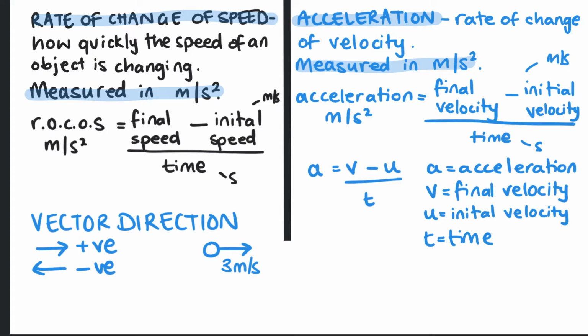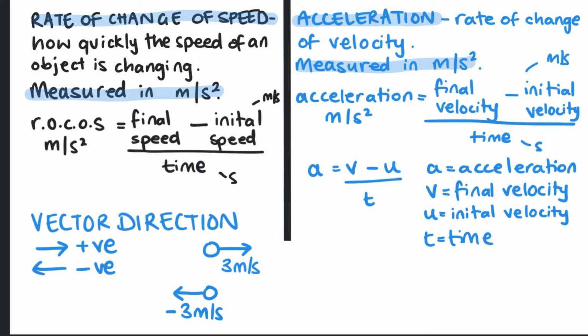So for example, let's say we had an object that was moving to the right with a velocity of 3 meters per second. Well, if it was to stop and then move with the same speed but in the opposite direction, then we would say that it has a velocity of minus 3 meters per second. The speed is the same in both cases because speed is a scalar quantity. Scalar quantities have size only, in this case the size being 3 meters per second. However, the velocity is different because they're moving in different directions.